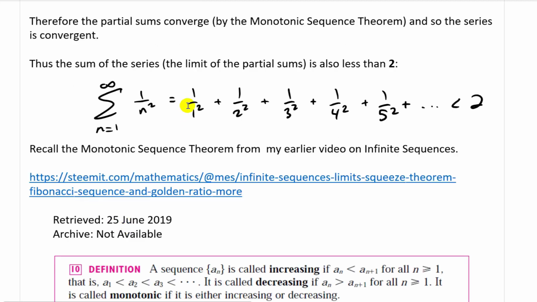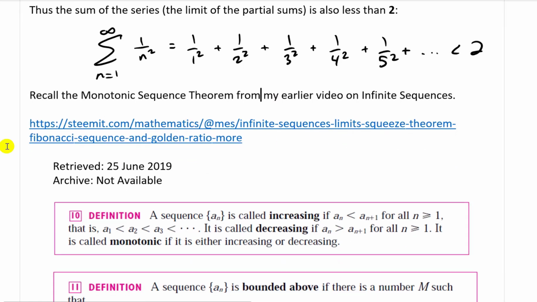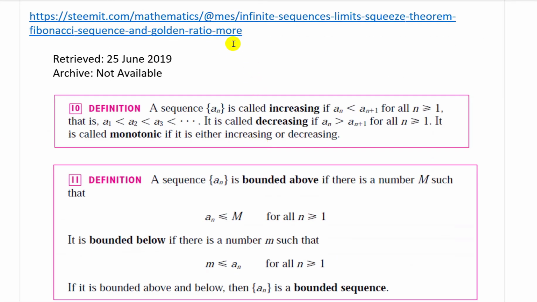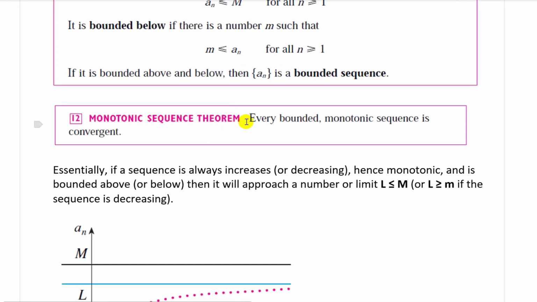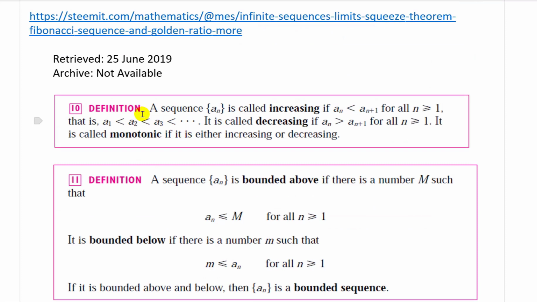Now recall the monotonic sequence theorem from my earlier video on infinite sequences, and here's a SteamEd article from the video notes, as well as screenshots from the calculus book for more compactness. Every bounded monotonic sequence is convergent, and this is the definition.